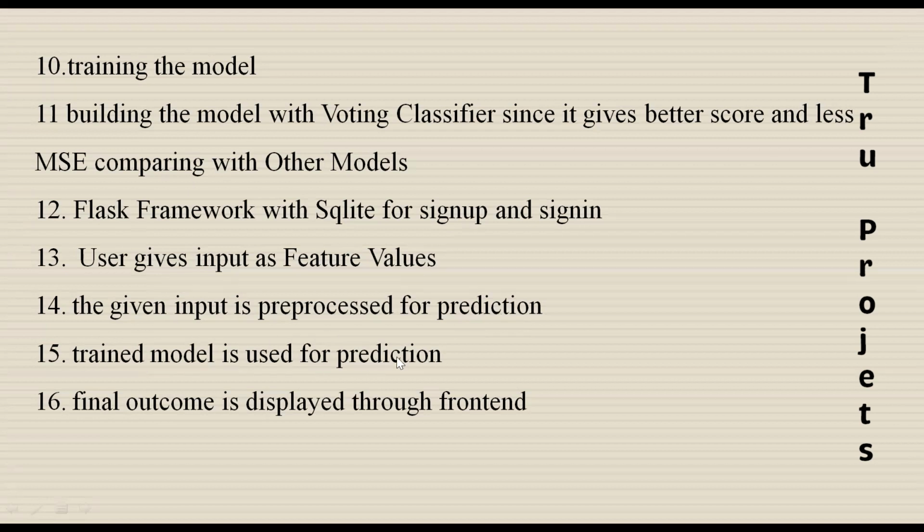Trained model is used for prediction. The pre-processed user input is then passed through the trained voting classifier model, which combines the predictions from the multiple models. The model calculates the likelihood of stroke risk based on the user's input.